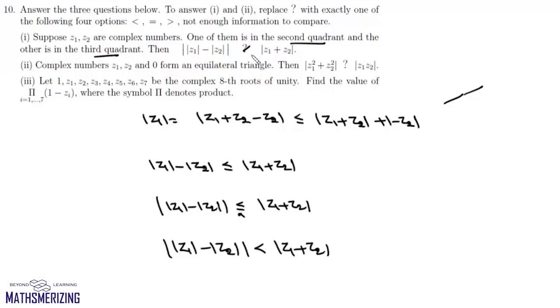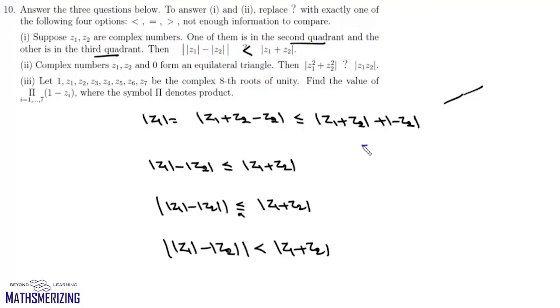So here the symbol will be strictly less than. Now the second part: complex numbers z1, z2 and the origin form an equilateral triangle, then we need to find the relationship between mod of z1 square plus z2 square and mod of z1 z2. Now this we have already studied in geometry of complex numbers. So again, I'll provide the link to that video in the description below.